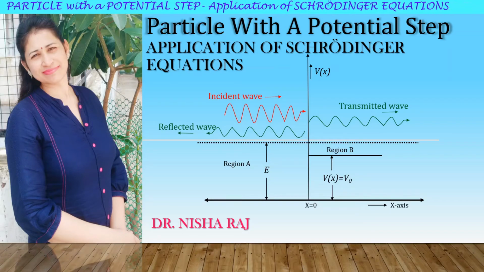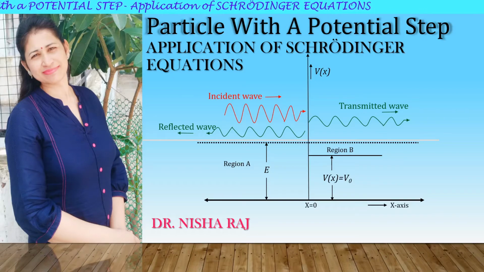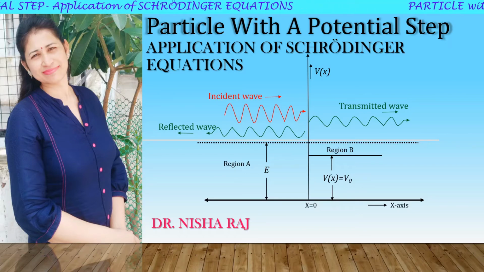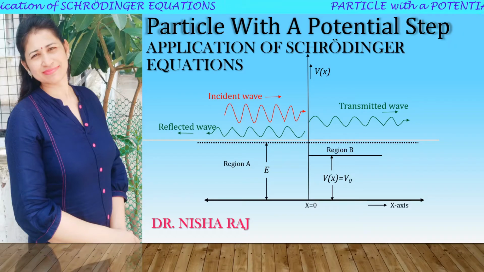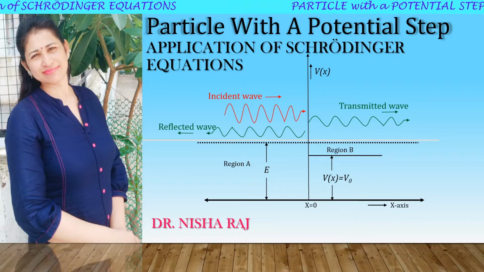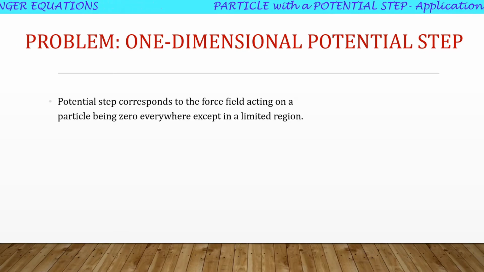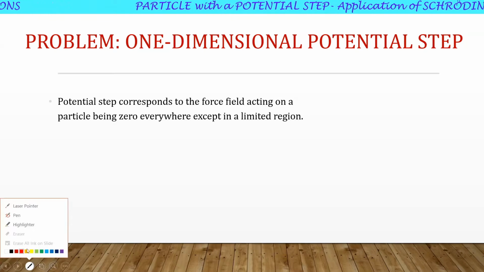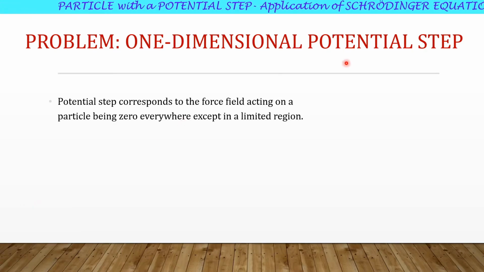In today's lecture, we are going to solve our next quantum mechanical problem, which is a particle with a potential step, making use of the Schrodinger equation. Let us first see what this problem is. This is the problem of a one-dimensional potential step.